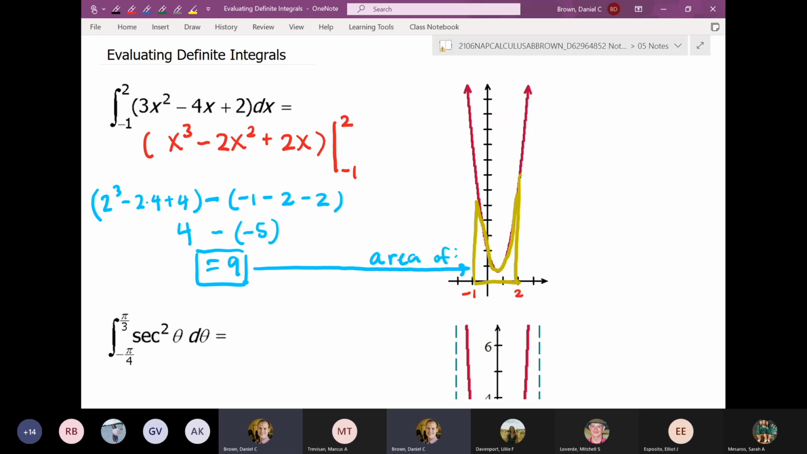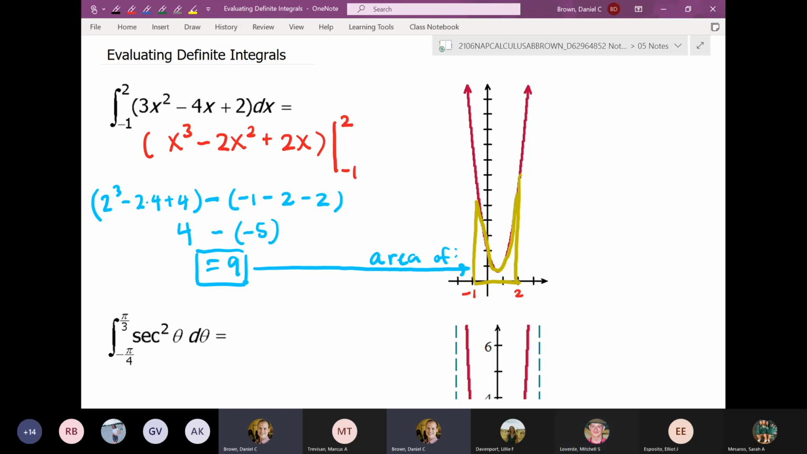Questions on how I did all that? Yeah, so did you just plug it in? Mm-hmm. Plug in the top minus plug in the bottom after you find the antiderivative. So order matters, right? The order definitely matters, yes. And then the bottom. Correct.